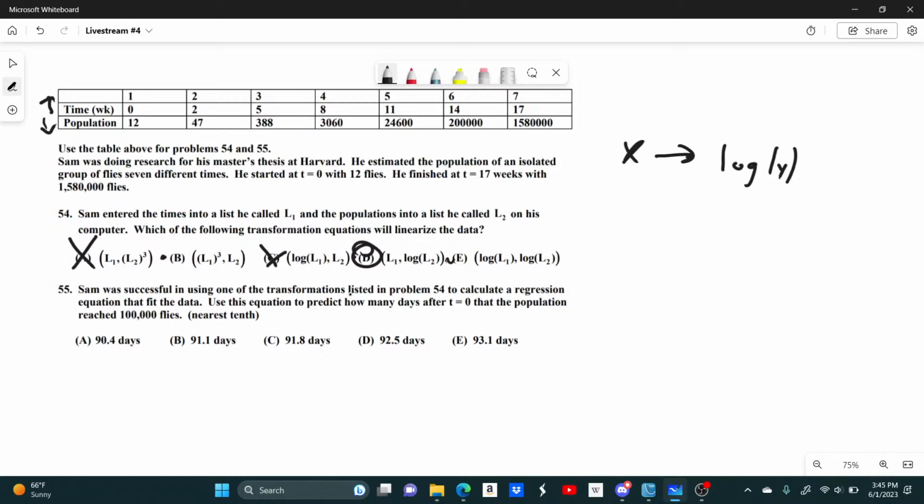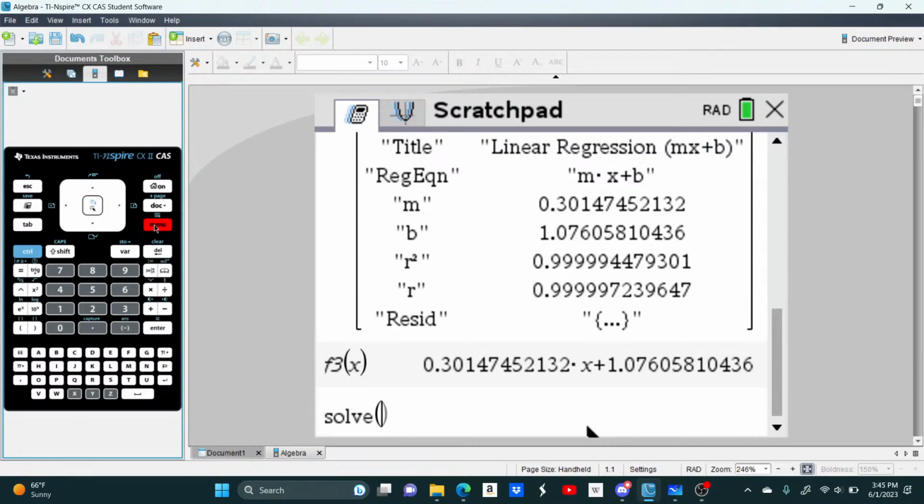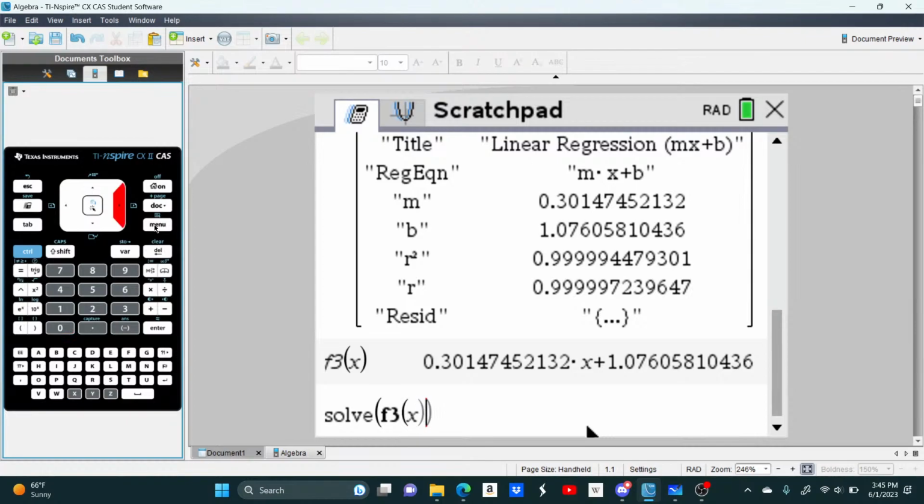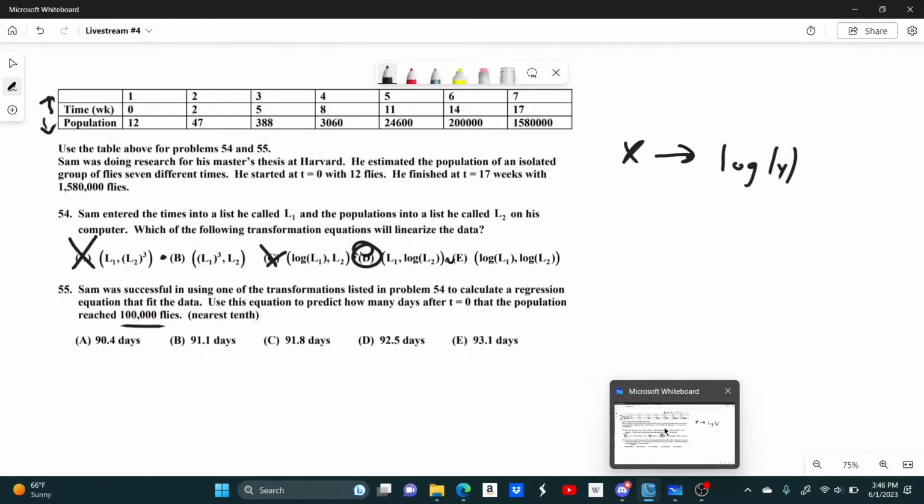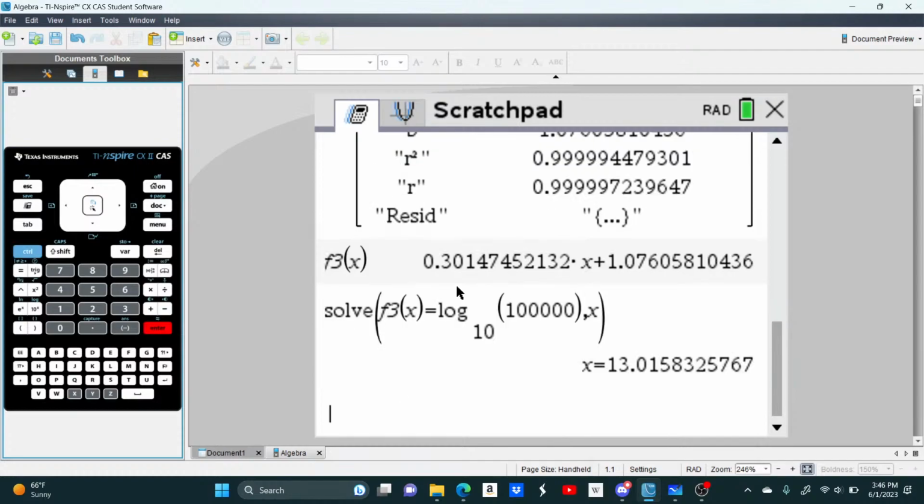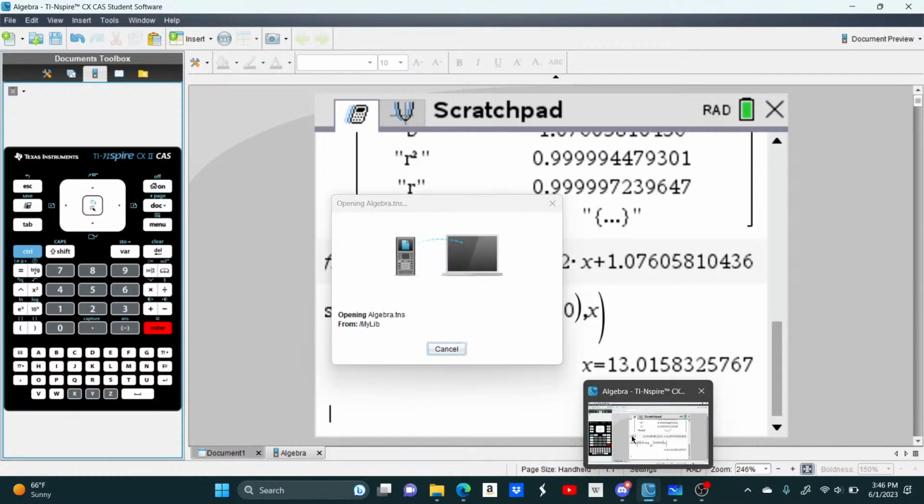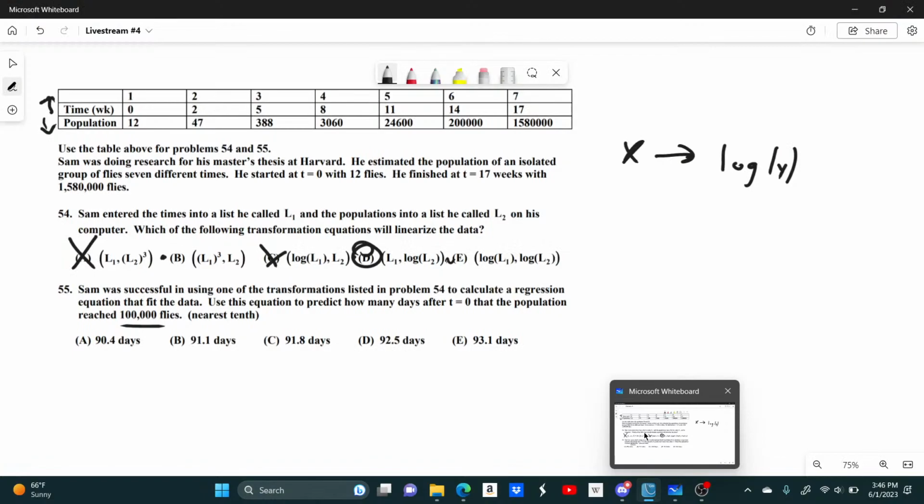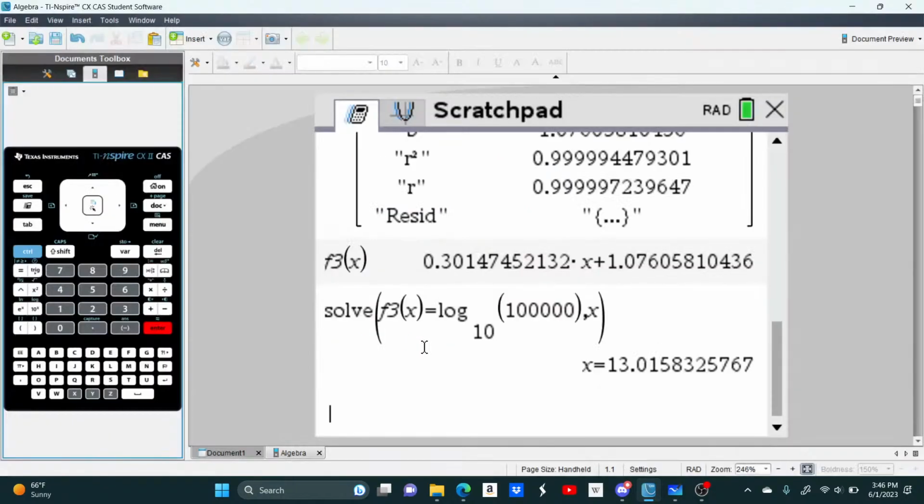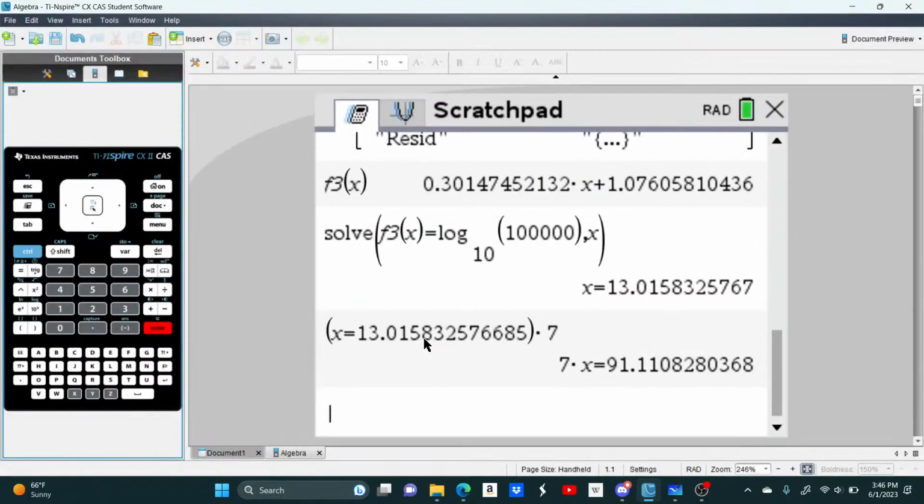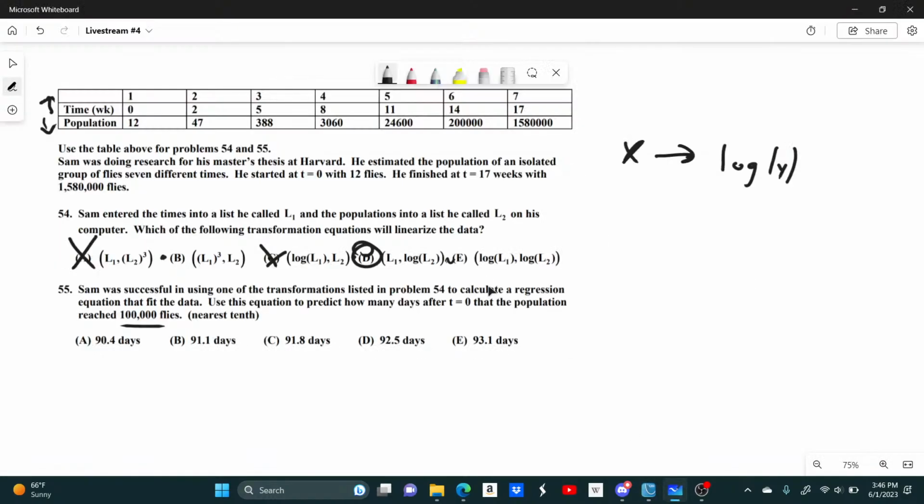So when we want to find when it's 100,000 flies, you get the solver, F3 of our time actually is the log of 100,000. Wait, was it 100,000? Yeah, 100,000. And you get 13.05. I feel like I did something wrong. Oh, but that's okay. So our time is in weeks. Our answer is in days. Just times 7. So 91.1 days. There you go. That's answer choice B.